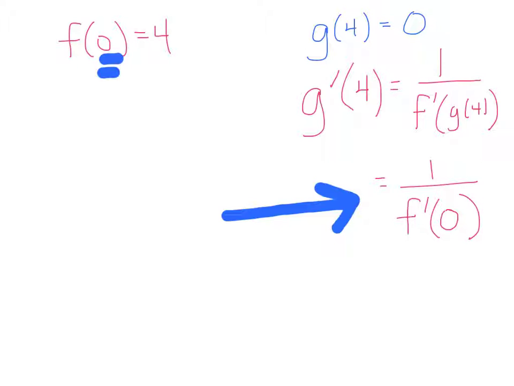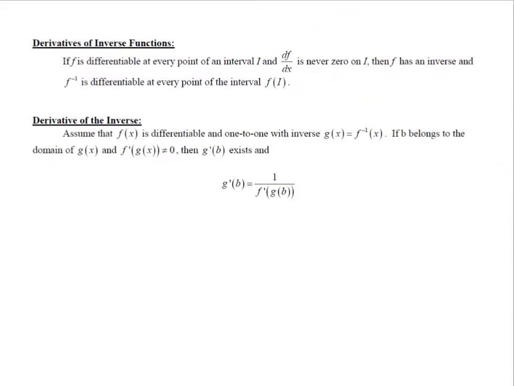That's just a preview for what we're going to talk about tomorrow in class. This is the definition of derivative of inverse functions, right here. Notice it says g prime of b equals 1 over f prime of g of b. So, go back here.